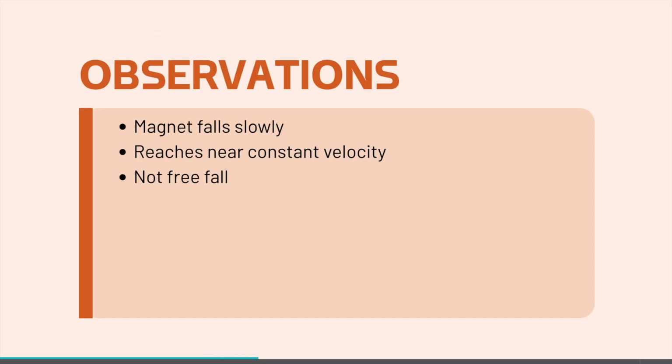Instead of accelerating downward like in free fall, the magnet quickly reaches a nearly constant velocity. This indicates that another force is opposing gravity.